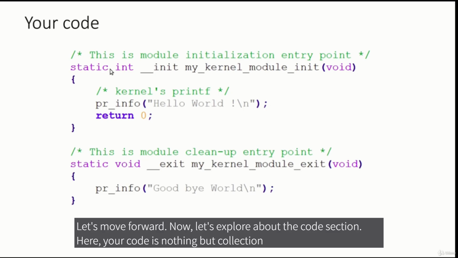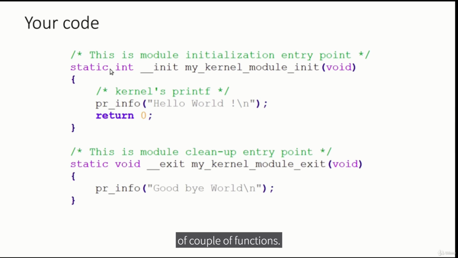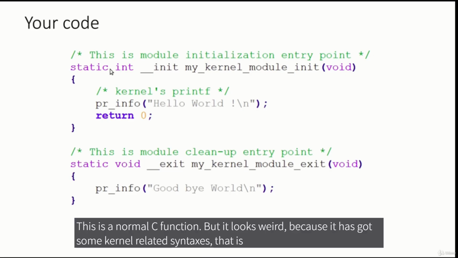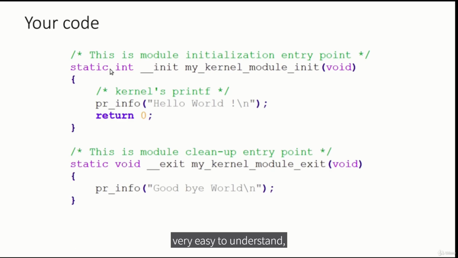Let's move forward. Now let's explore the code section. Here your code is nothing but a collection of a couple of functions. This is a normal C function, but it looks weird because it has some kernel related syntaxes. That is very easy to understand, I will explain that. But it does look like a normal C function.